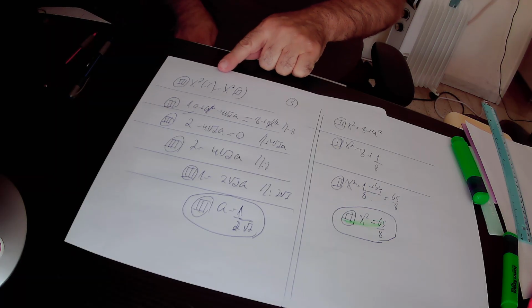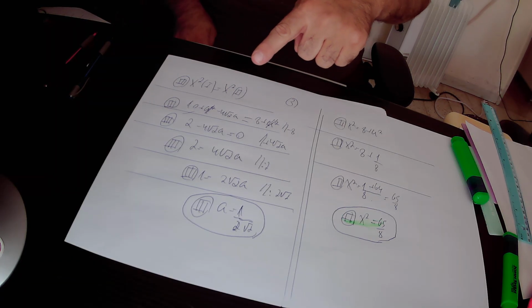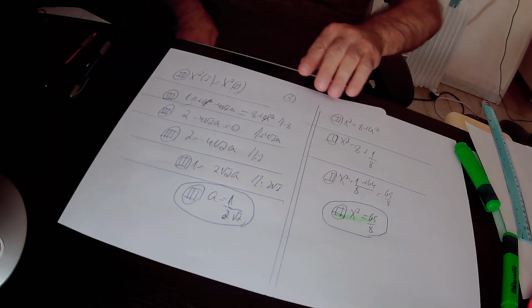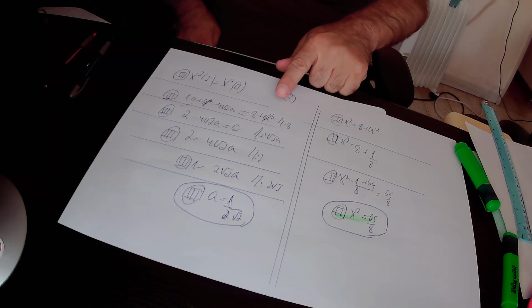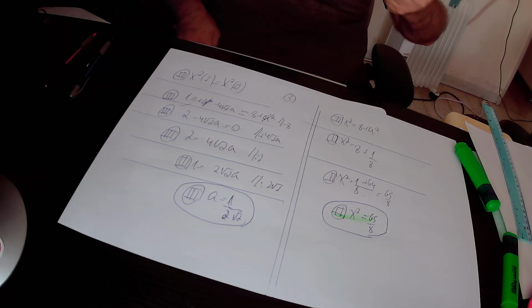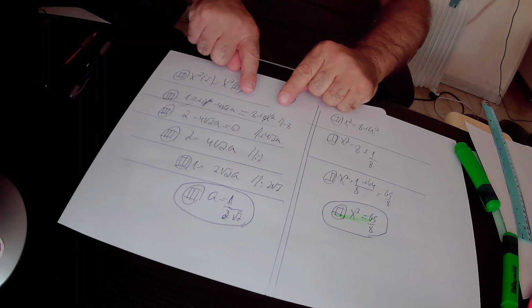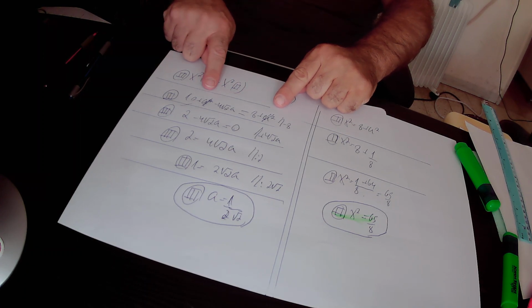X squared according to equation 1 equals 10 plus a squared minus 4 times square root of 2 times a. It must be equal to x squared according to equation 2, which equals 8 plus a squared. So in total, we found that 10 plus a squared minus 4 times square root of 2 times a equals 8 plus a squared. We have a squared on both sides of this equation, so a squared will get cancelled.